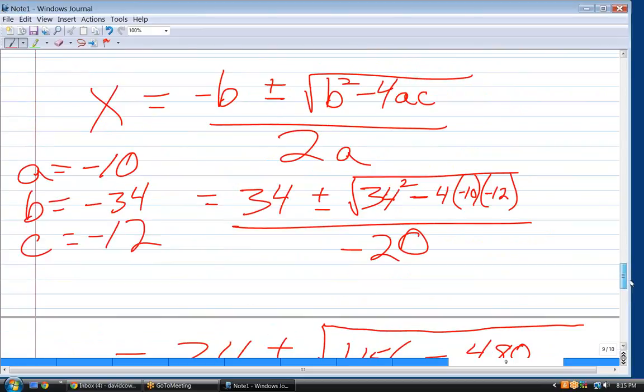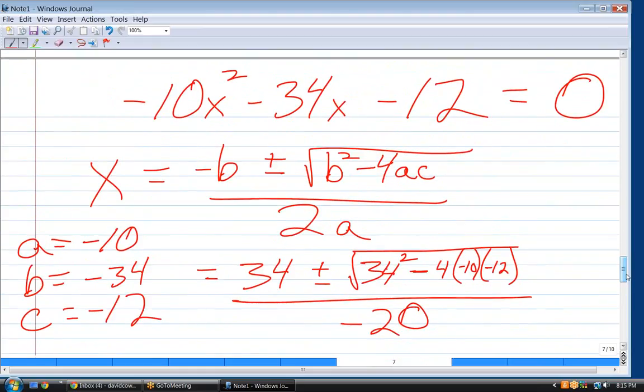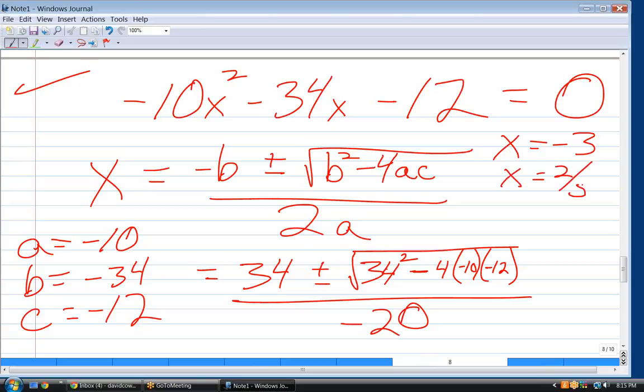Now, if I go back to my original problem, this one right there, those are the solutions. X equals minus 3 or x equals 2/5. And I could plug either one of those in and you would see that it still remains an equation. In other words, it would work. Okay. Now, would it have been simpler had I factored out the 2 and then applied the quadratic?